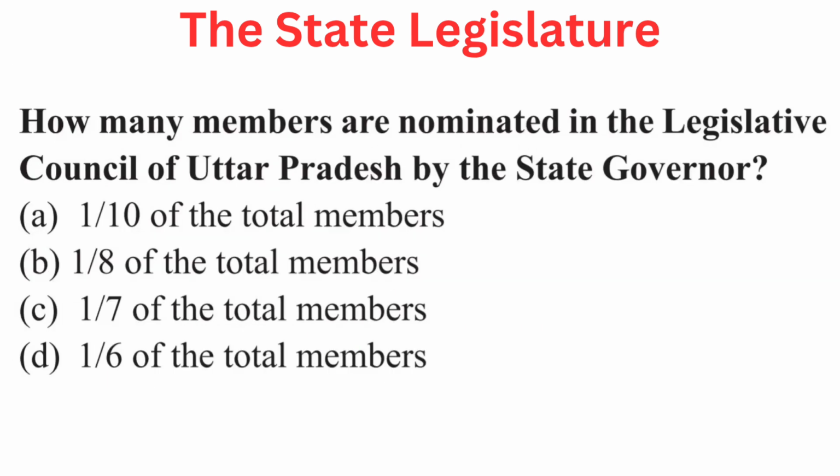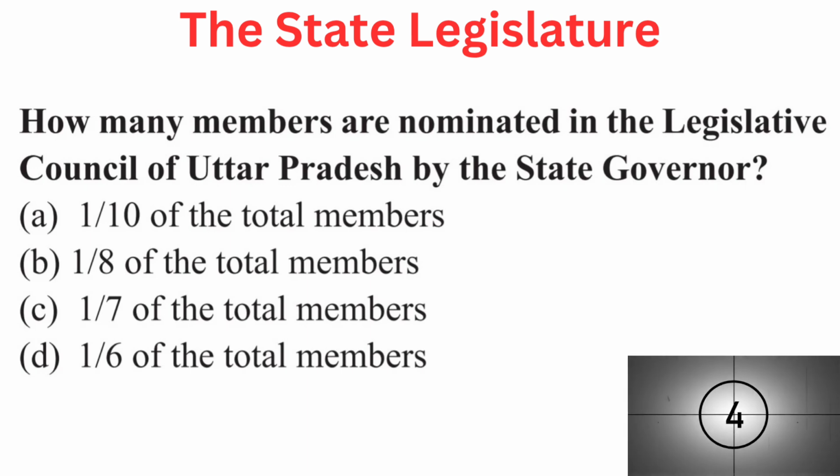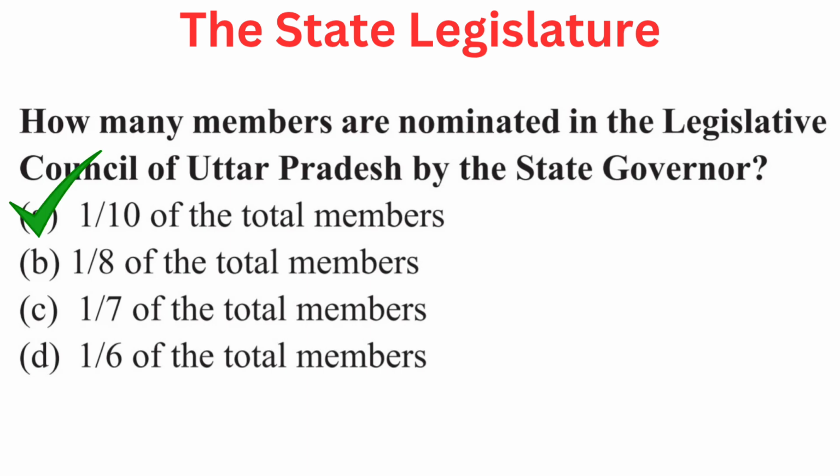Your question is, how many members are nominated in the Legislative Council of Uttar Pradesh by the state governor? Your options are A, 1/10 of the total members, B, 1/8 of the total members, C, 1/7 of the total members, or D, 1/6 of the total members. Right answer is A, 1/10 of the total members.